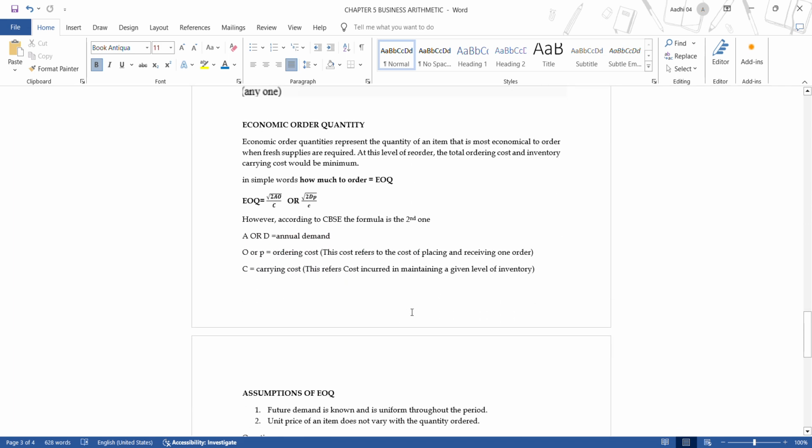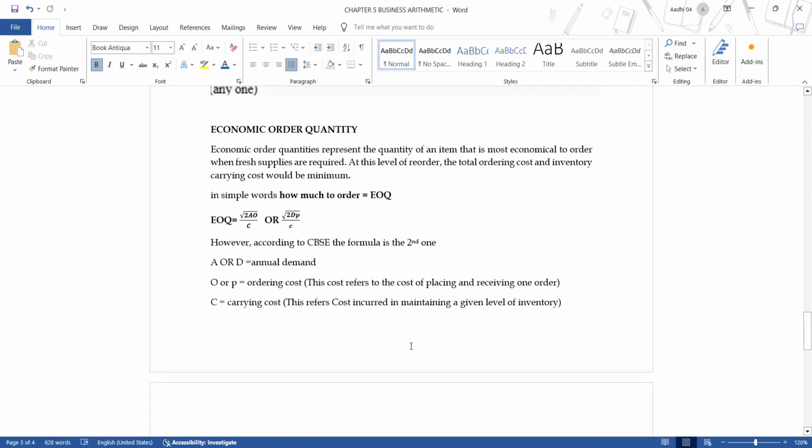The next important topic is economic order quantity. Economic order quantity simply means how much to order. It represents the quantity of an item to be ordered when a fresh supply is required. So in simple words, economic order quantity means how much to order. Now the formula to find economic order quantity is the square root of 2AO by C, or the square root of 2DP by C.